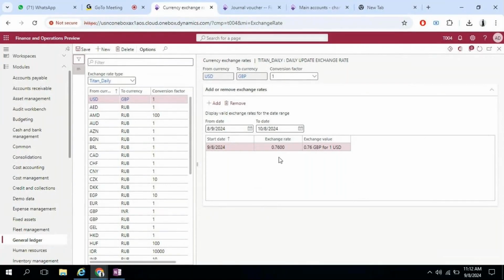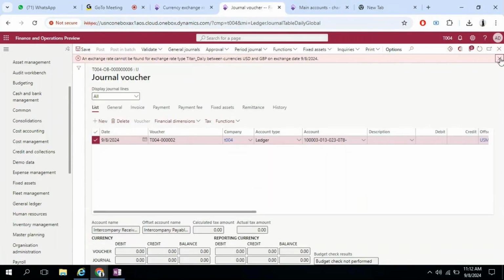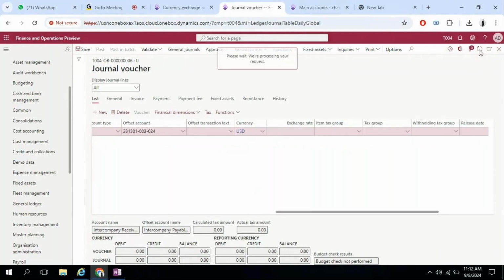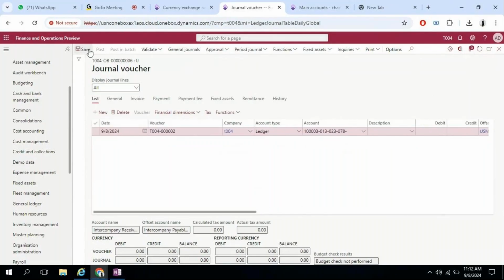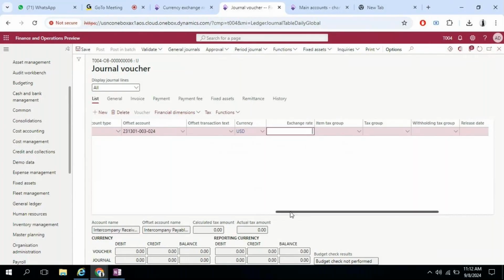Once you save it, you will receive the exchange value. Now again we will go to the journal voucher. We will refresh it. I hope this time it will not delete the line. If it gets deleted, no problem. So now you can see it is done. You will save it.